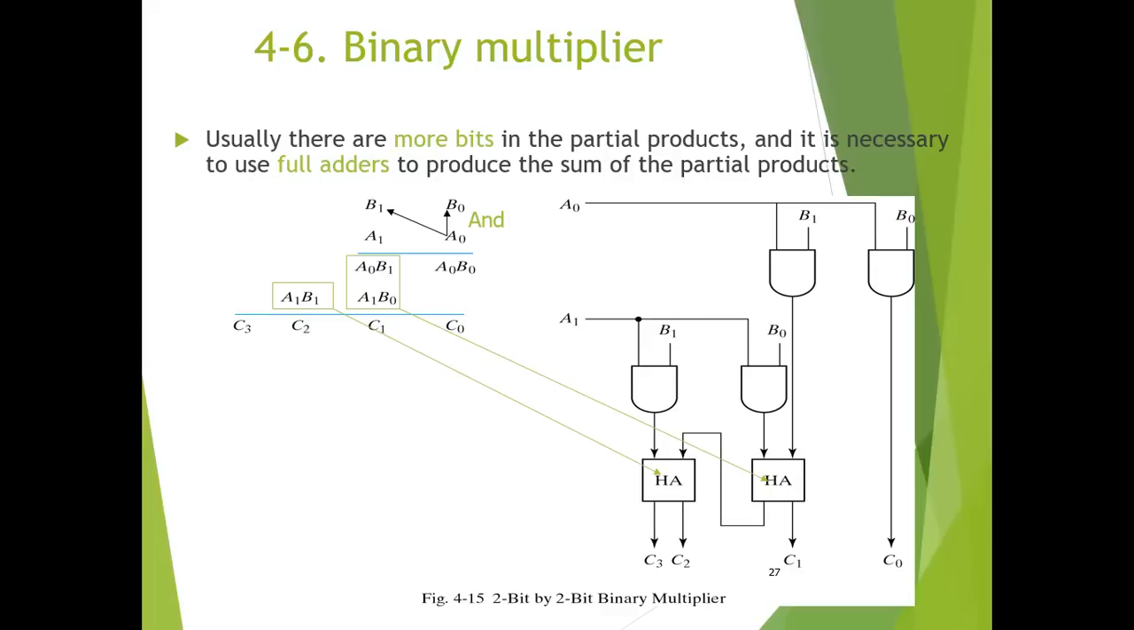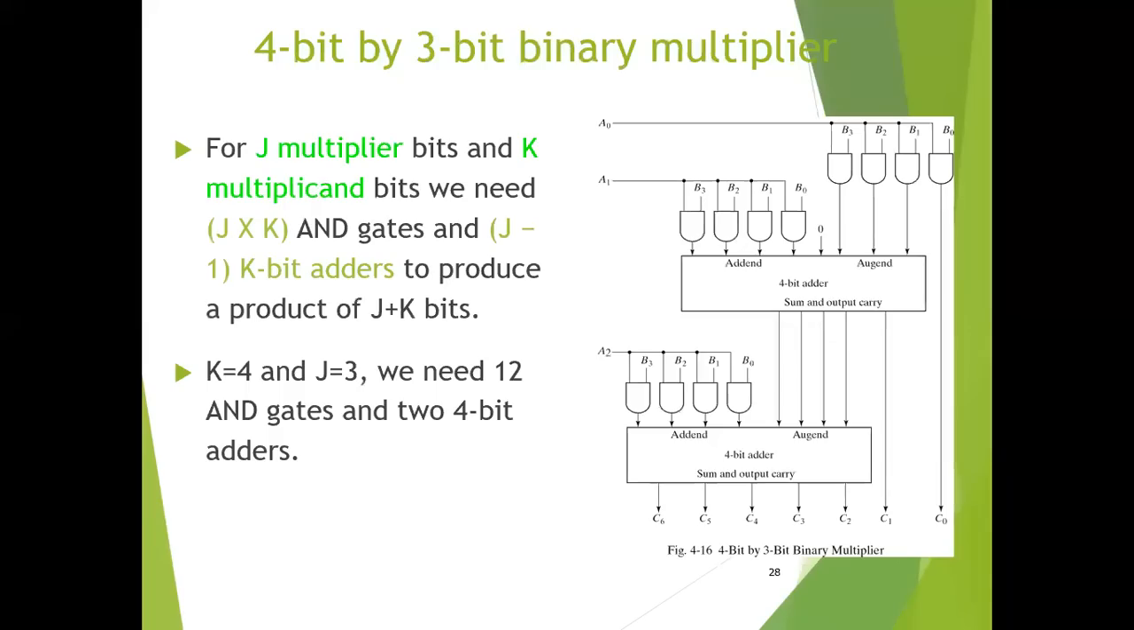Similarly, we can multiply more bits. When the number of bits is increased, the partial products also increase. And we know that for j multiplier bits and k multiplicand bits, we will need j cross k AND gates and j minus 1 k-bit adders to produce a product of j plus k bits.